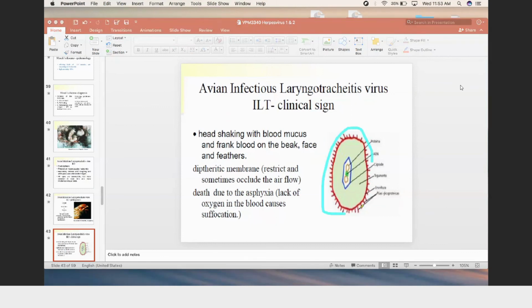So this is the normal trachea. After that, the necrotic tissue accumulates here, thicker and thicker, so in the end the whole area becomes necrotic tissue, and only a small airway in the middle is left. This diphtheritic membrane is a mixture of dead tissue, dead cells, plus mucus, and it becomes hardened after some time.